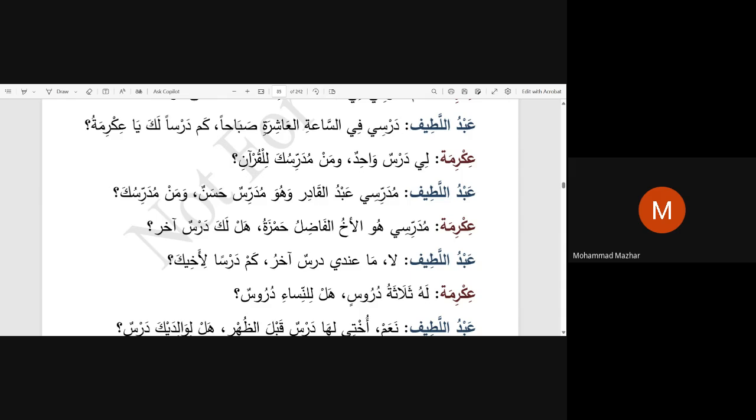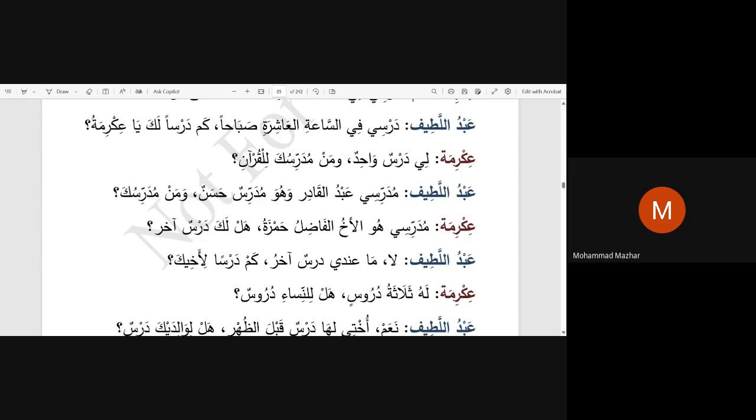Again, this line has 3 sentences in it, and we're going to take your time. مدرسي عبد القادر وهو مدرس حسن. ومن مدرسك؟ Let's look at the first sentence. My teacher is Abdul Qadir.